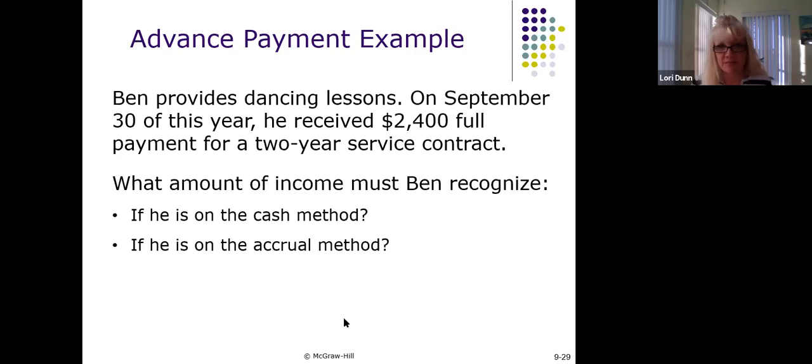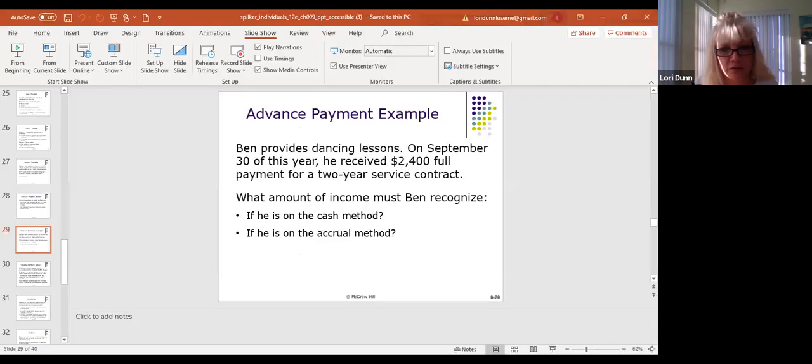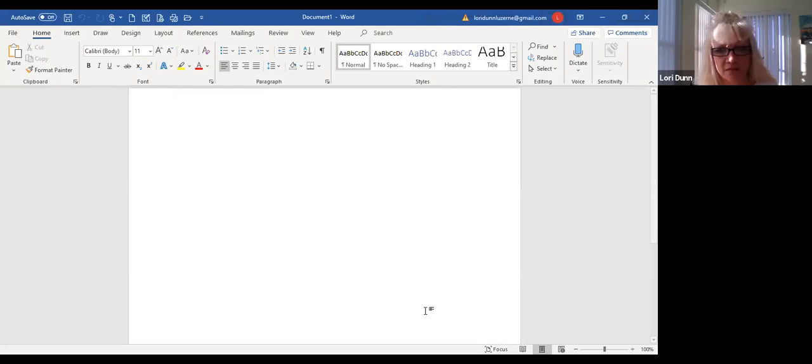Now think about this, and I'm just going to pop out of this slide a second and go to a Word document, and I'll share that screen with you, so we could see the accrual method in action. Tell me if you can't see that. Let me make sure you can see it. And there we go. Okay.